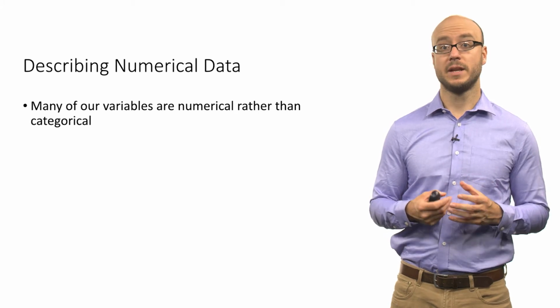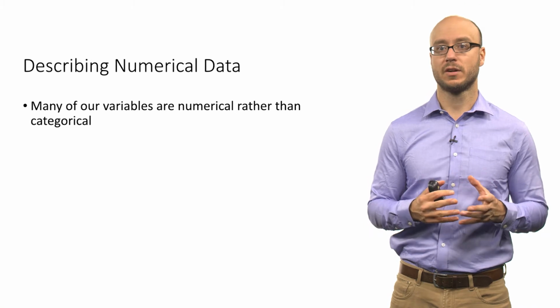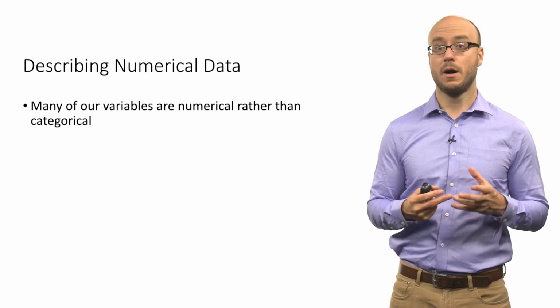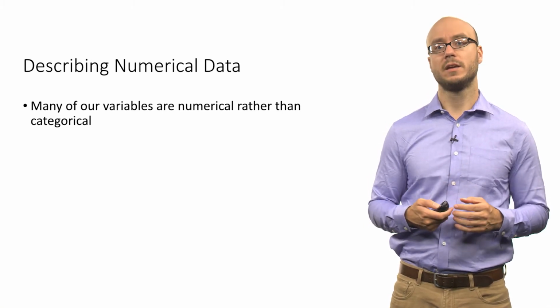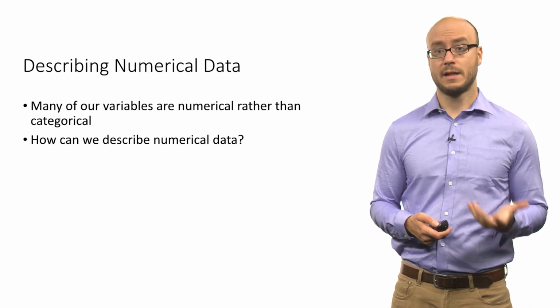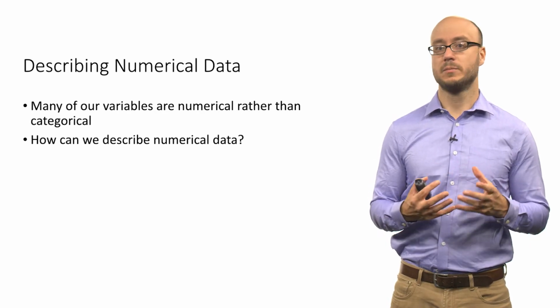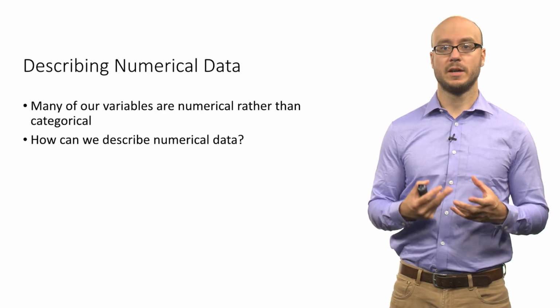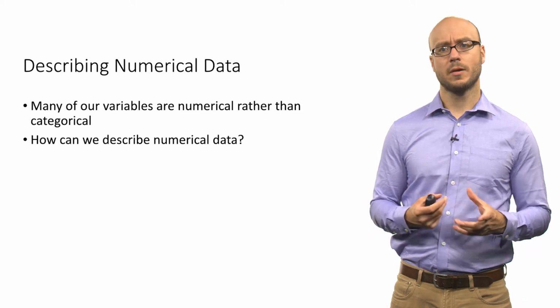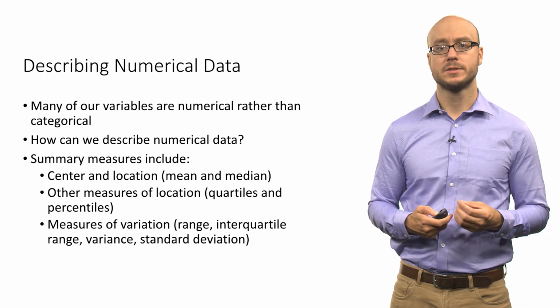Because in this data set, many of our variables are not categorical. We have a few categorical variables, like the gender variable, but a lot of the columns are numerical, especially these ranking variables. So how can we describe numerical data? Last week we talked about categorical data, so we know how to create tables, bar graphs and pie charts. But numerical data are a little bit different because they can take on many different values.